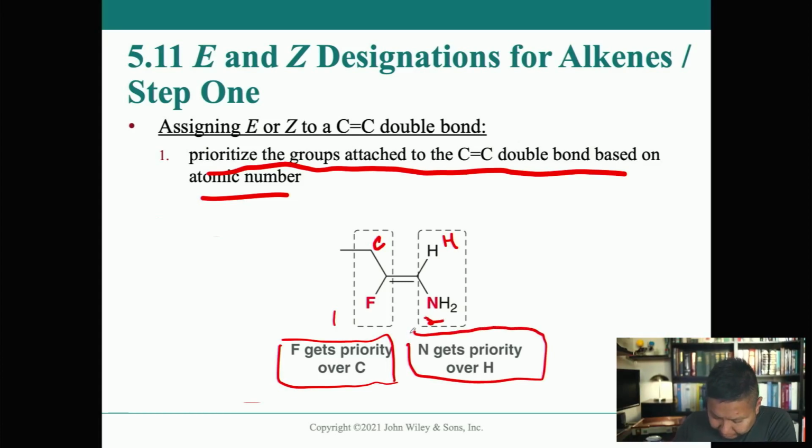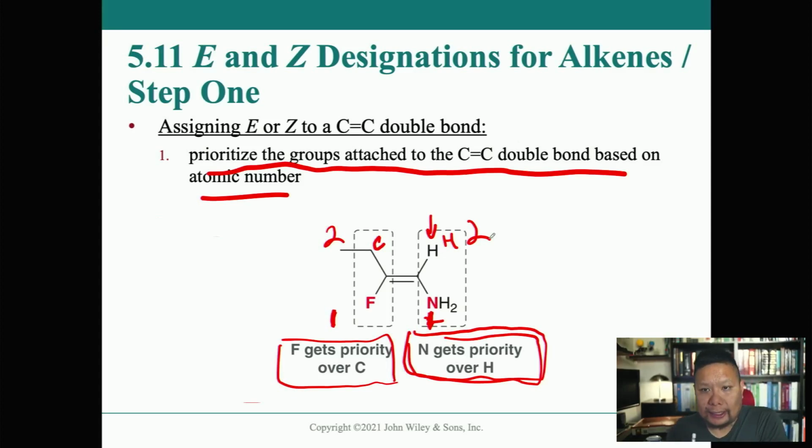Sorry, I said that wrong. Nitrogen gets the highest priority over here because it's got a higher atomic weight than hydrogen, right? So over here, fluorine is 1, carbon is 2. Over here, nitrogen is 1, and hydrogen is 2. Okay.